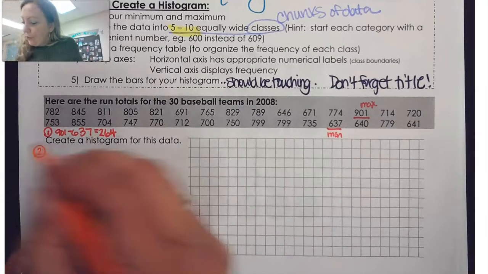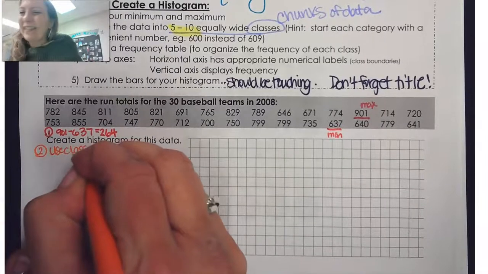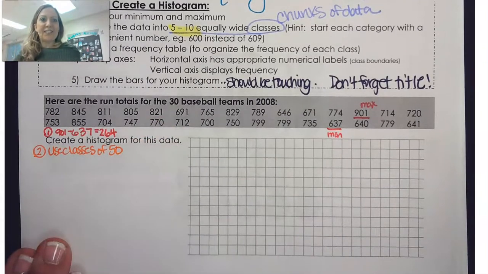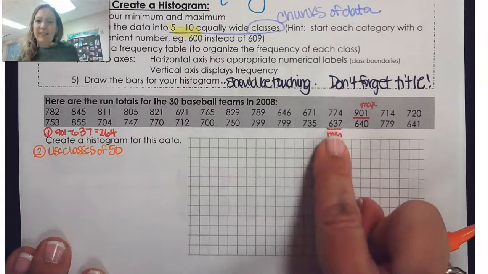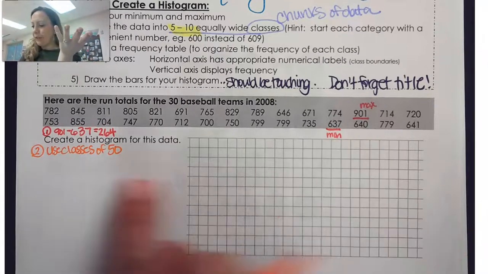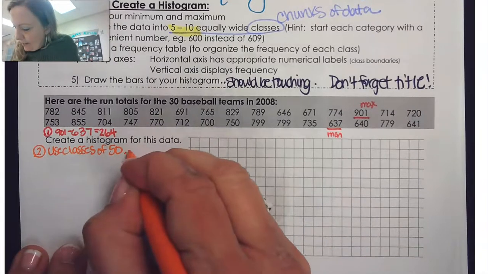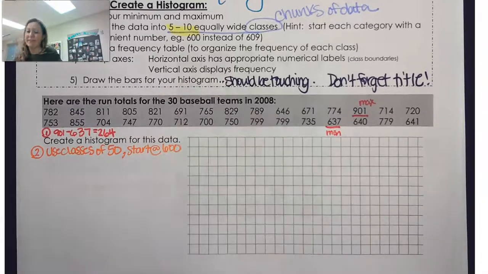Okay, so my step 2 is I'm just going to make a note that I'm going to use classes of 50. And you don't have to write this in your homework, but I want to just make sure that you're cognizant that this is a step that you should be thinking about. And because our minimum was 637, let's not start at 637. If I'm using classes of 50, I like to use a multiple of 50. So maybe let's start at 600. Obviously, we wouldn't want to start at 650 because that wouldn't include that 637 and perhaps some other values. But if I start at 600, that 637 can be covered.